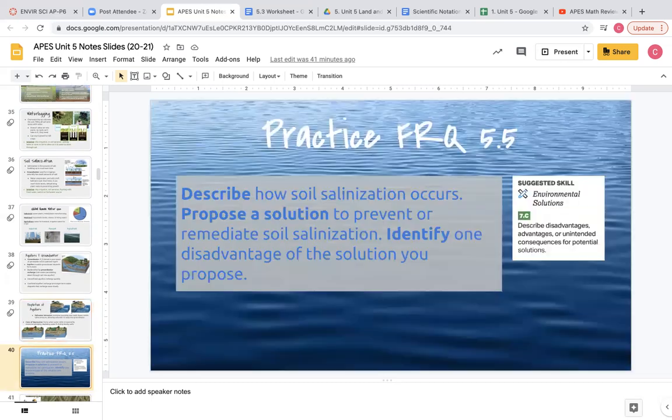Okay, so a practice FRQ would be to describe how soil salinization occurs. So remember, we talked about how groundwater naturally has some salt in it. So how does that make the soil saltier over time? And then propose a solution to prevent or remediate the soil salinization and identify a disadvantage of the solution you propose. So in the slides, when we talked about some solutions, a lot of them are expensive. That could be a disadvantage, or the fact that some farmers can't get access to fresh water to change their irrigation to fresh water.